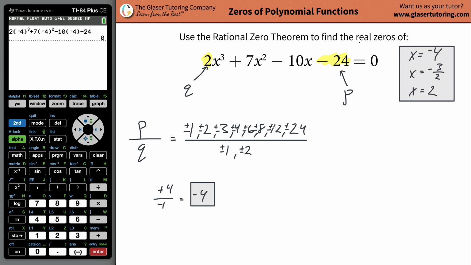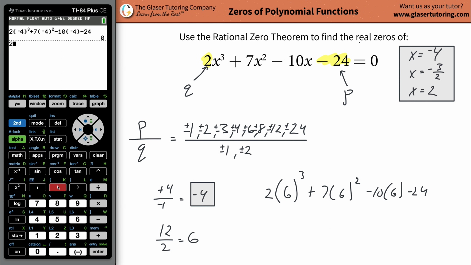All right? Now, what would happen if, let's say you chose an incorrect value, and you were like, you know what, let me test 12 over 2. Positive 12 over 2. Okay, that's equal to 6, right? So I'm looking at positive 12 over the positive 2. That's equal to 6. Okay, let's test it. So again, take your function, plug in 6 everywhere you see your x. All right, squared minus then 10 times 6, and then minus 24. So go to your calculator. 2 then times 6 cubed. Okay, then plus 7 times 6 squared. Minus 10 times 6, and then minus 24.